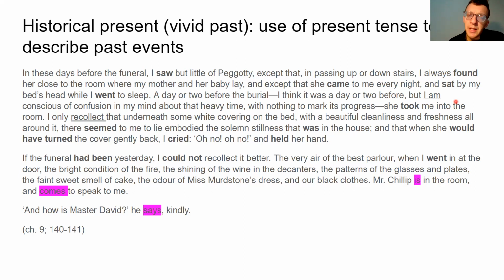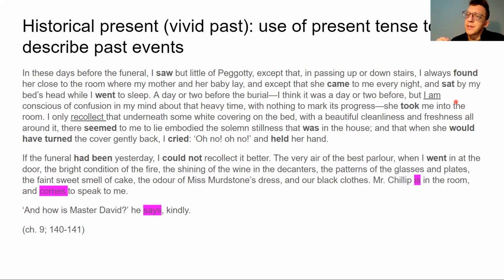If the funeral had been yesterday, I could not recollect it better. The very air of the best parlor, when I went in at the door, the bright condition of the fire, the shining of the wine in decanters, the patterns of the glasses and plates, the faint, sweet smell of cake, the odor of Miss Murdstone's dress and our black clothes.